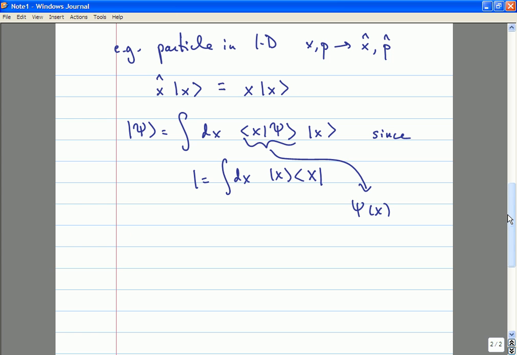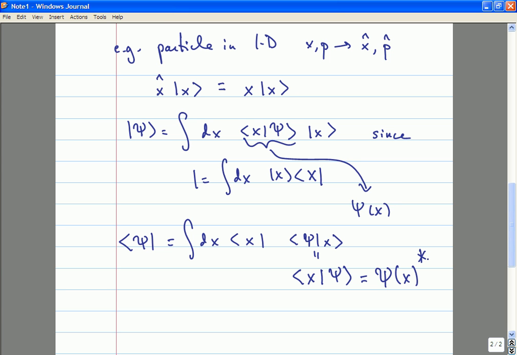And likewise, if you were to expand the dual of psi, then that would be the integral dx of x, the bra vector x, times the inner product of psi and the ket x. And using the rules for the inner product of a Hilbert space, this is the complex conjugate of the wave function psi of x.